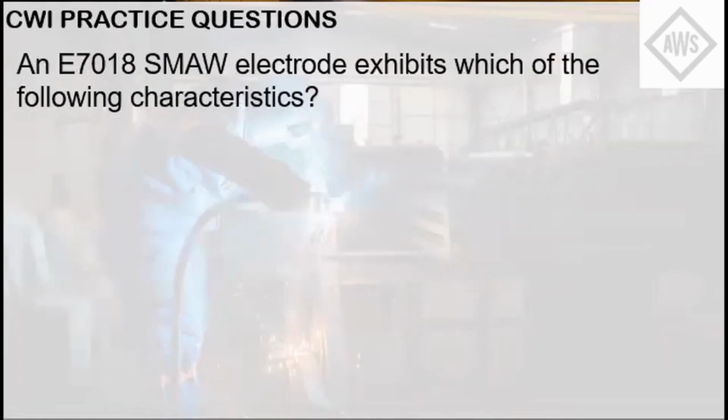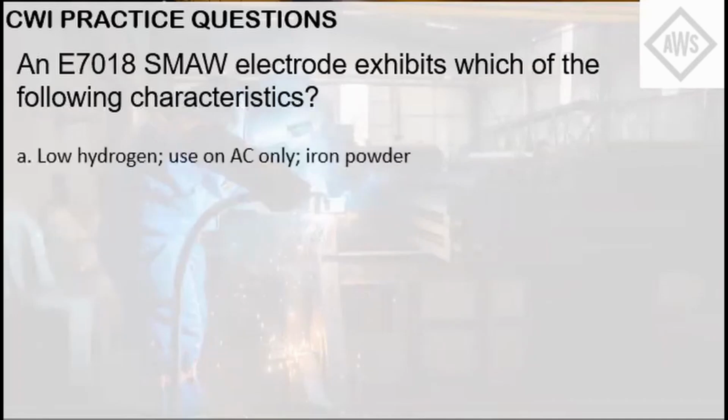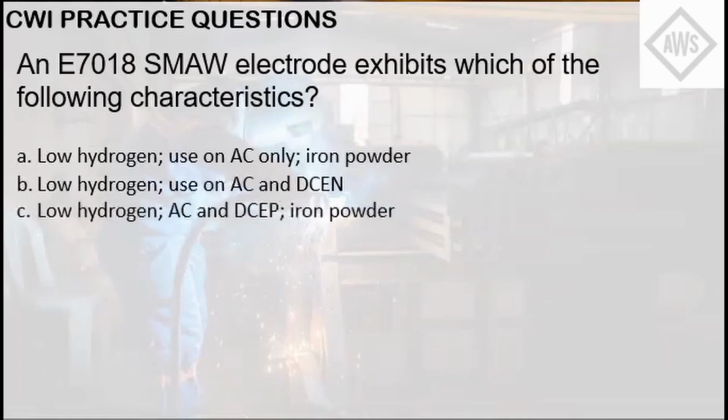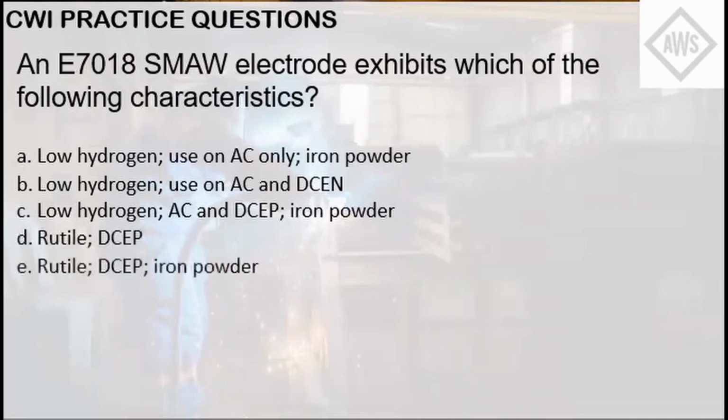Next question. An E7018 SMAW electrode exhibits which of the following characteristics? Letter A. Low hydrogen used on AC only, iron powder. Letter B. Low hydrogen used on AC and DCEN. Letter C. Low hydrogen, AC and DCEP, iron powder. Letter D. Rutile, DCEP. Letter E. Rutile, DCEP, iron powder. I have a video regarding this SMAW electrode classification, which you can click here if you need more information.